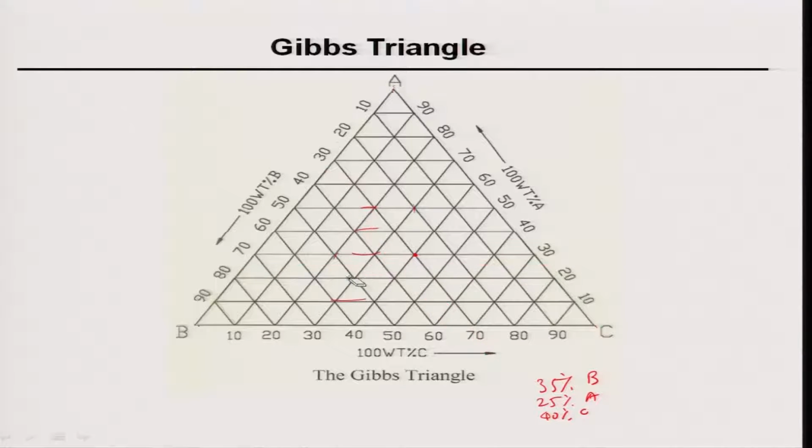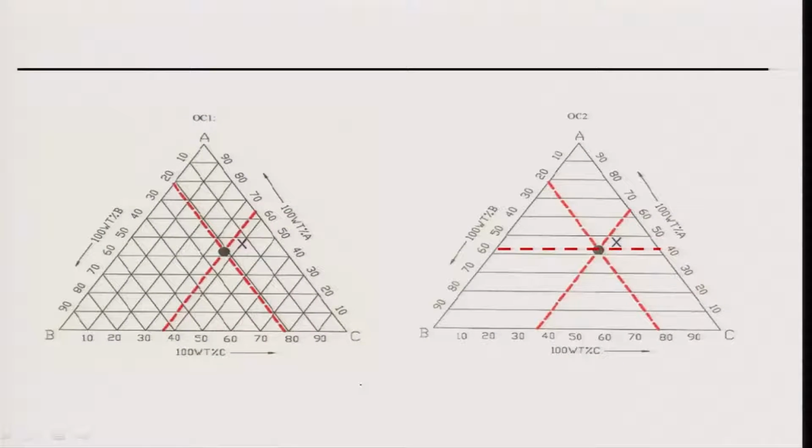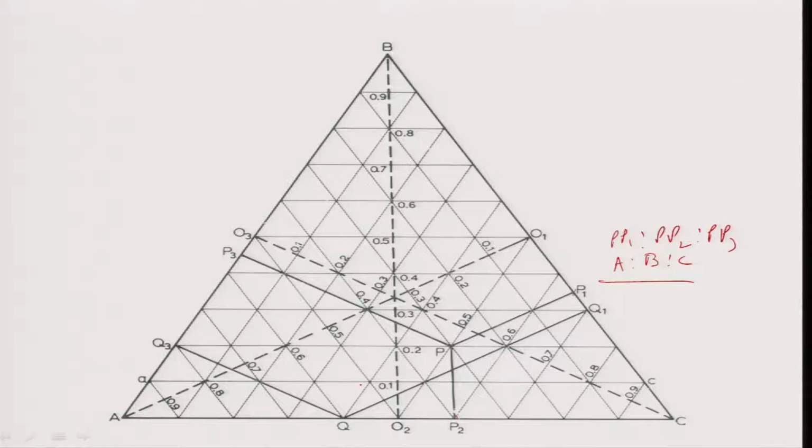Let me erase these things because we will use them. Now, as I told you, these sides, that is BC, will tell you the composition of B and C. That is very simple, as in binaries also. Suppose this point contains 45% of C and 55% of B. That is how we can do it. There is another way of representing composition, that is what I told you here.